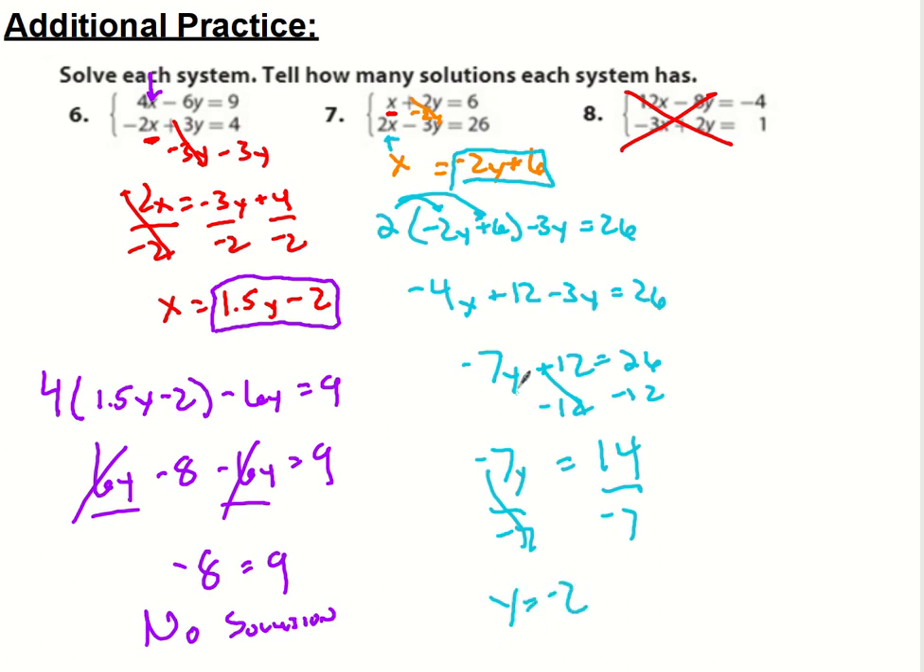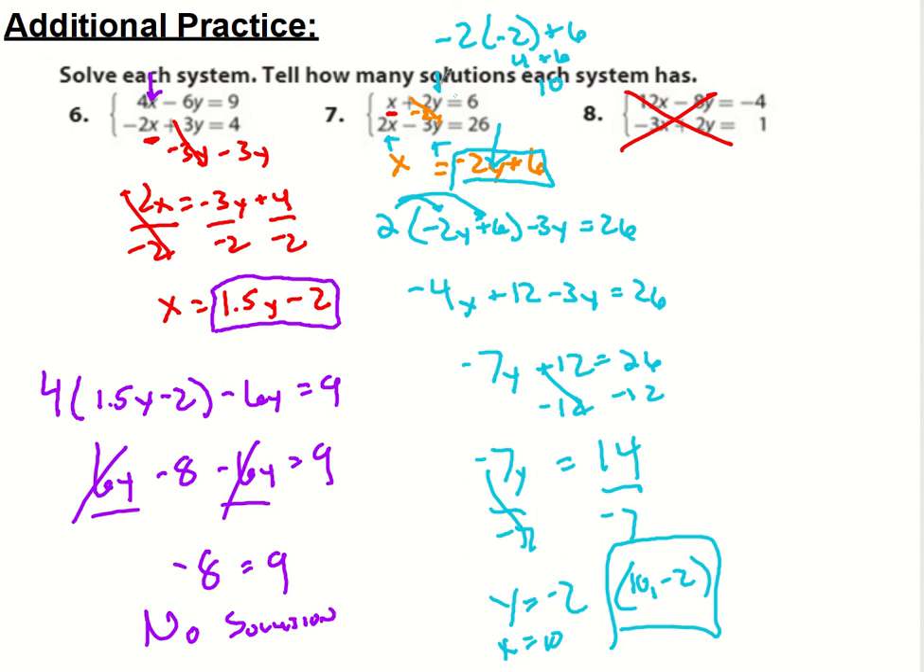Now that I get y equals negative 2, I got to take it and plug it back into any of these y's. It doesn't matter which one. I'm going to choose this one because that one looks really easy. Because that's negative 2 times negative 2 plus 6. 4 plus 6 is 10. So I get x equals 10, y equals negative 2. So this one has one solution. This is the only combination of x and y that work for these two equations, and it's 10, negative 2.